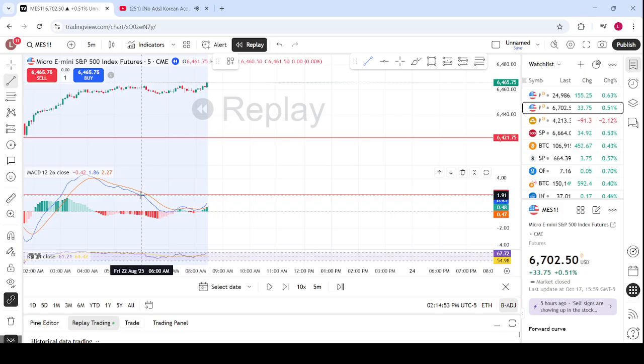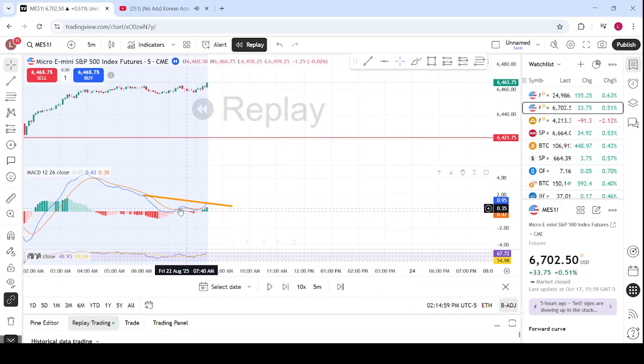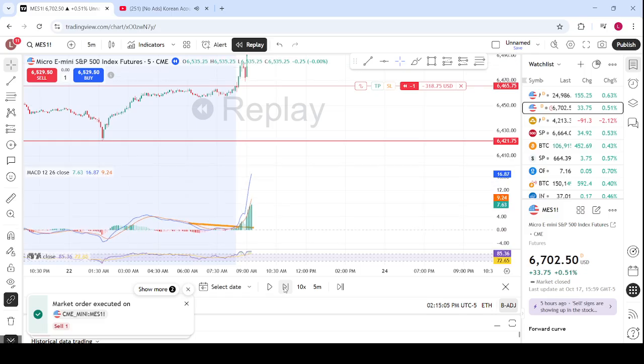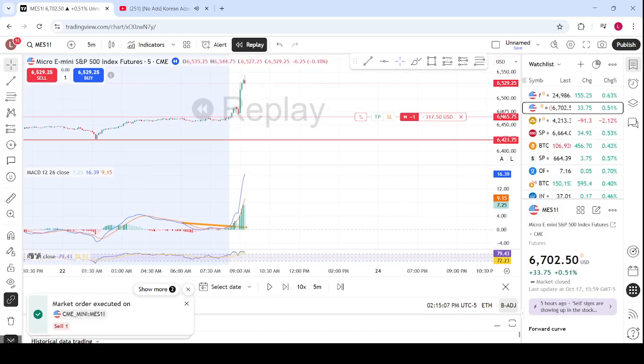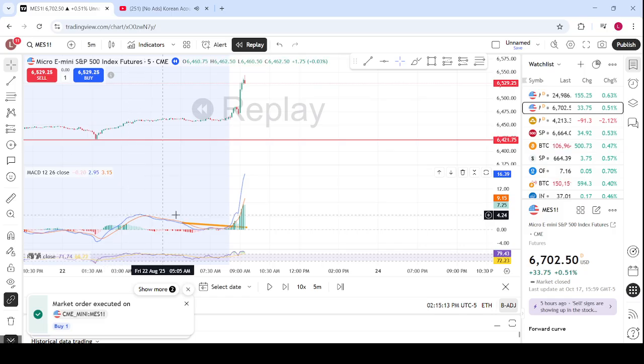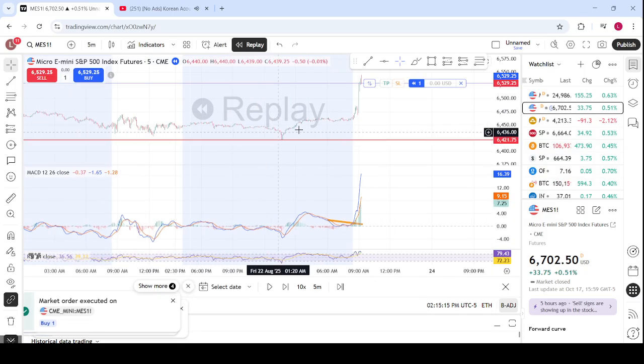Let's see. Here we go. So basically that, and we just cleared the high. It's downward momentum, so we're just gonna sell here. All right, we cleared it. We have to exit this. So we cleared this peak, so it's upward momentum at this point.